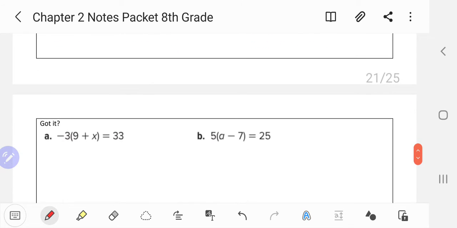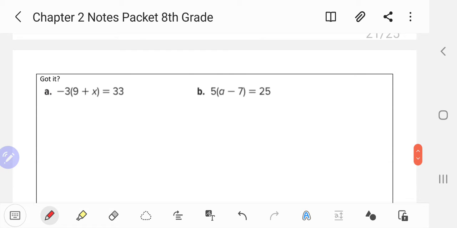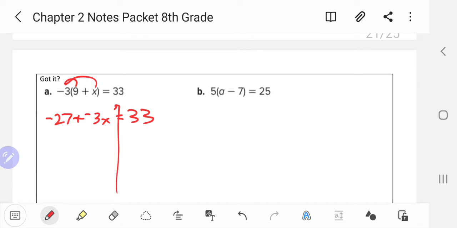All right, let's move on. We're going to try these problems. We want to simplify before we solve. That's simplify, then solve. All right, so we're going to distribute first. That gets us negative 27 plus negative 3x equals 33. Now I draw my line down because there's nothing else I can simplify. So now I'm ready to solve.